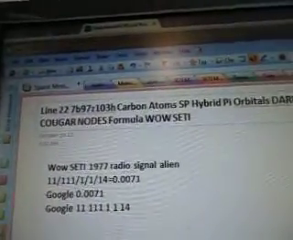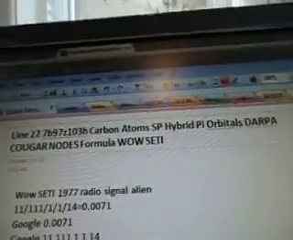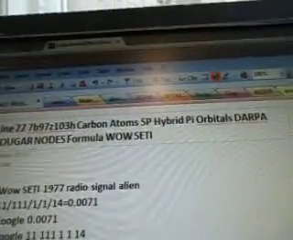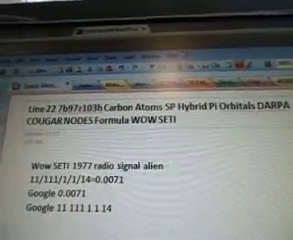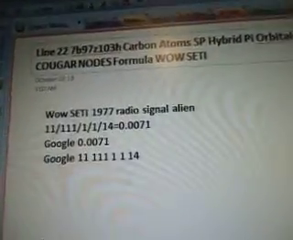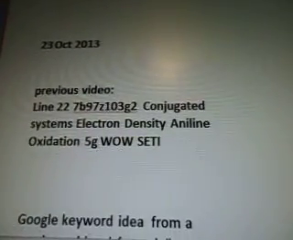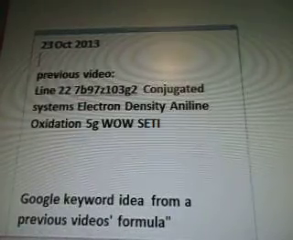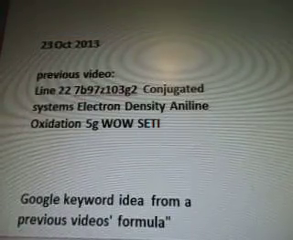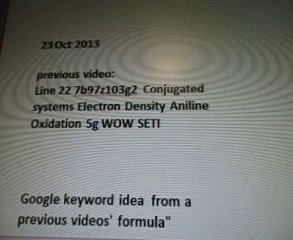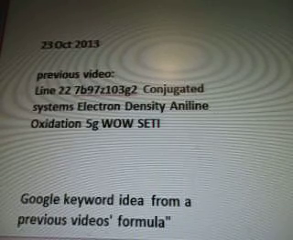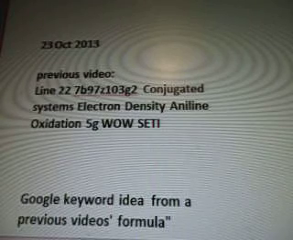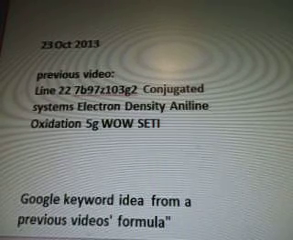7b97z103h, carbon atoms, sp hybrid pi orbitals, sorry, DARPA COUGAR nodes, formula Wow Seti. There's the Aniline radio signal, and this is about carbon atoms, sp hybrid pi orbitals, DARPA COUGAR wires, flex electric Higgs field, graphite films, laser beams, UFO space travel ideas for the core wire engines found in line 22 WOW data.